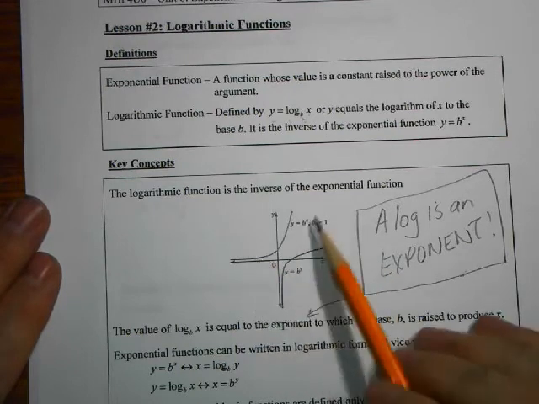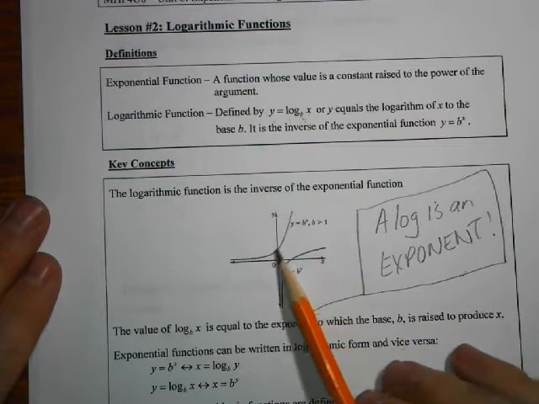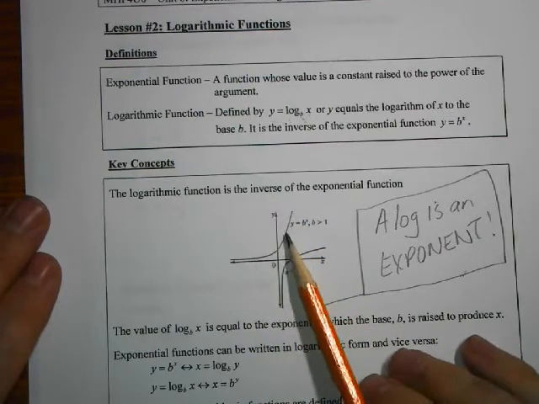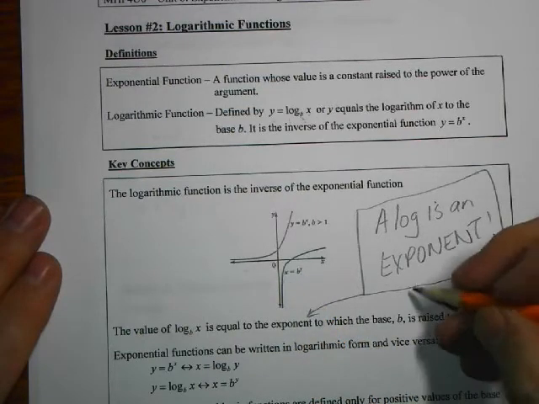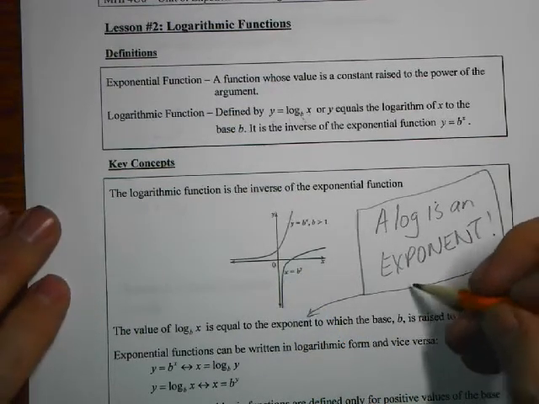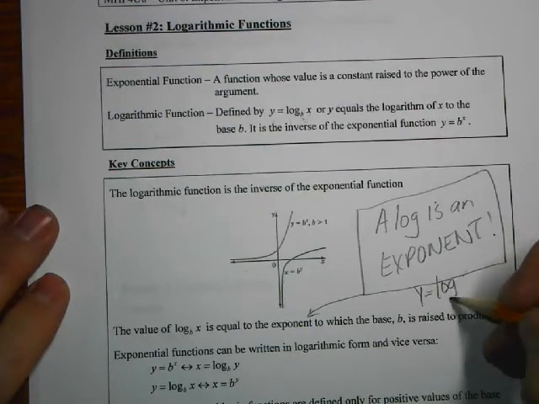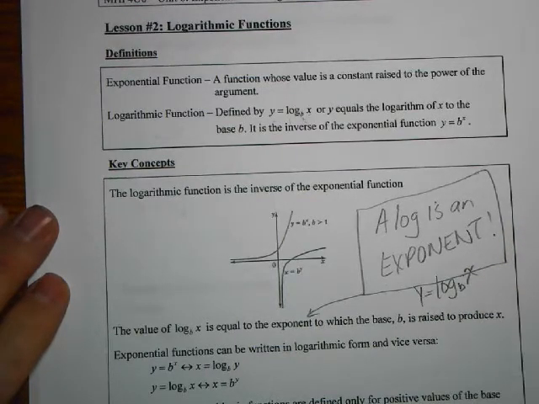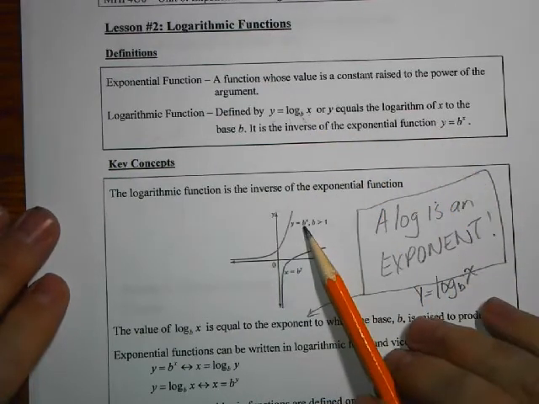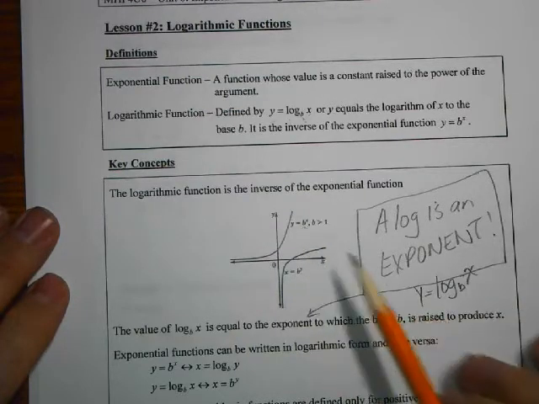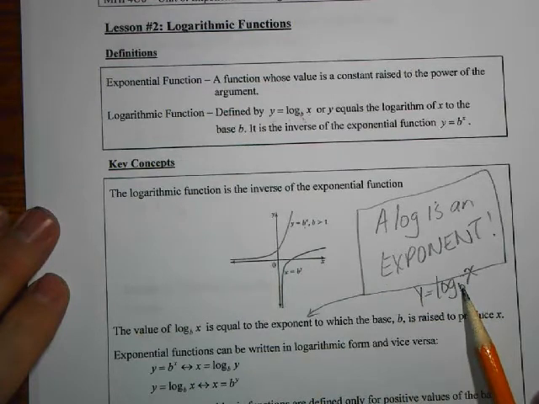Here's a reminder of the graphs we did last lesson. Here's an exponential function, y equals b to the x. This would be the function x equals b to the y, or in other words, y equals log base b of x. Just like exponential functions can have all sorts of bases, anything that's positive except for 1, we're going to see the same restriction on the base for the logarithmic function.